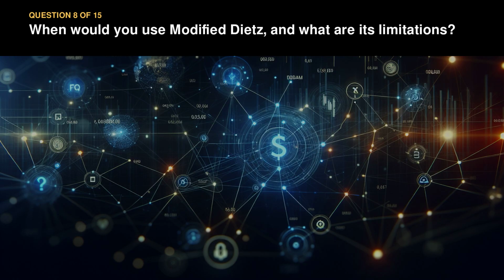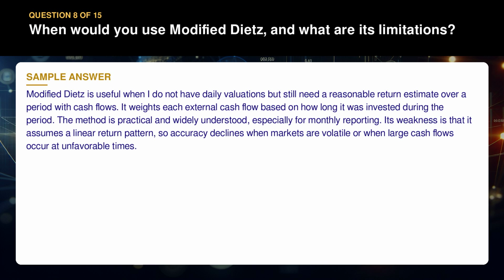Question 8. When would you use Modified Dietz, and what are its limitations? Modified Dietz is useful when I do not have daily valuations, but still need a reasonable return estimate over a period with cash flows. It weights each external cash flow based on how long it was invested during the period. The method is practical and widely understood, especially for monthly reporting.